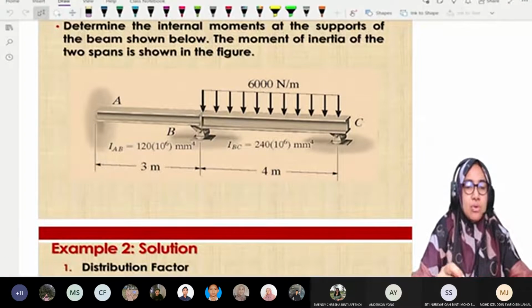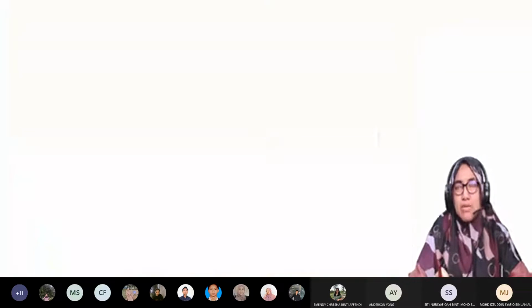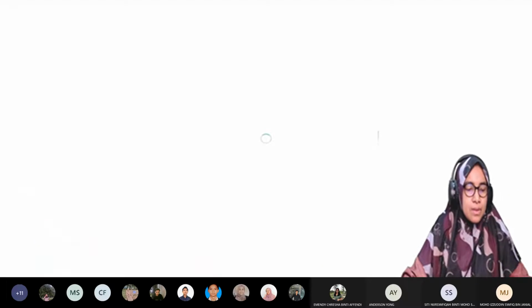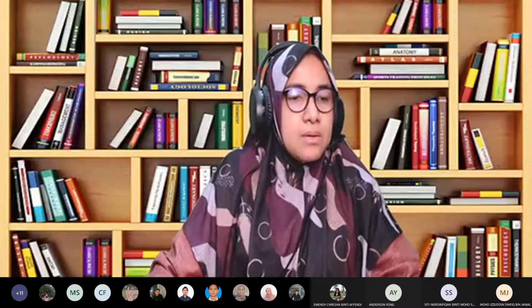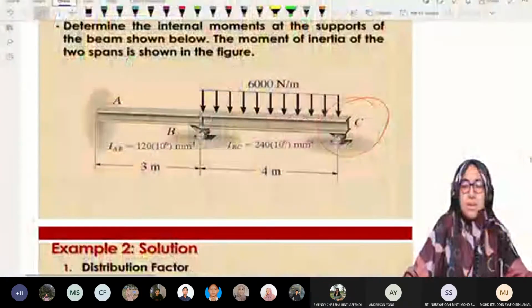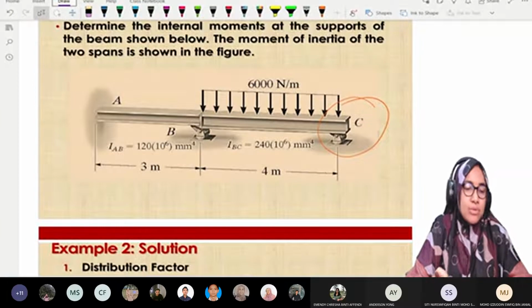So when C is roller, the carryover factor is equal to 0. So that the end moment for that particular end will equal 0. That is why we don't carry the value.